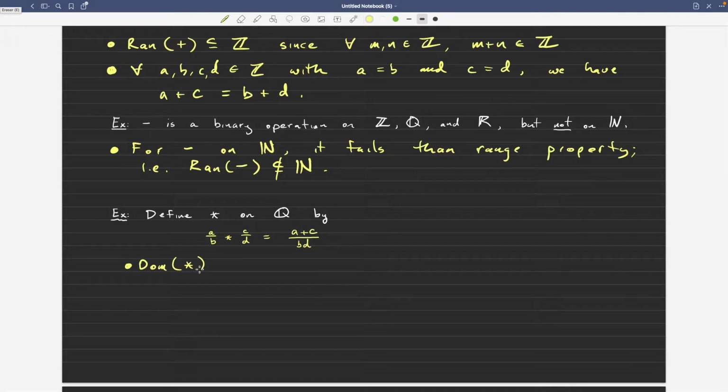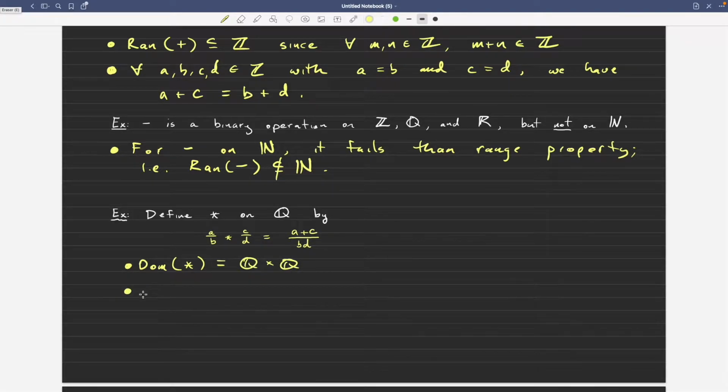Well, when I look at this formula, the only thing I'd be worried about is getting a 0 in the denominator, because certainly the numerator and the denominator are going to be integers. That's required for it to be a rational number. But I'm not worried about getting division by 0 here, because the denominator b and the denominator d are both not 0. So then this denominator over here is not going to be 0. So it looks like the domain is all of Q cross Q. So that's good.